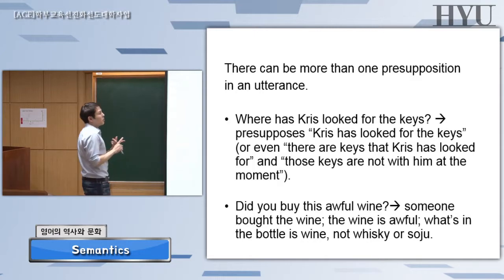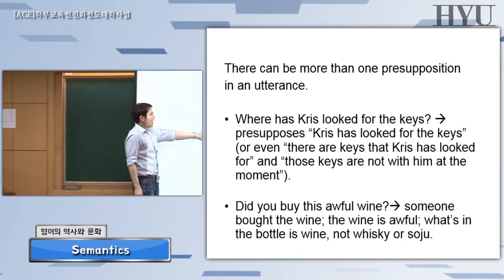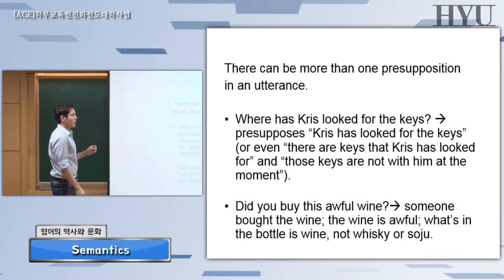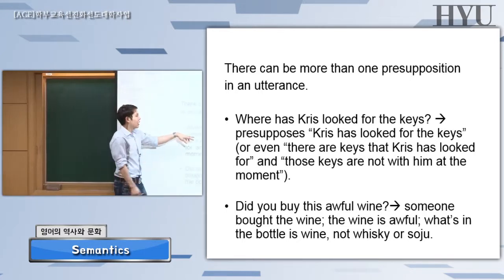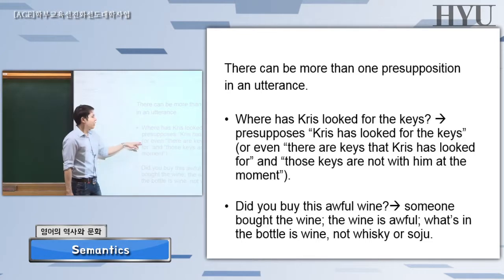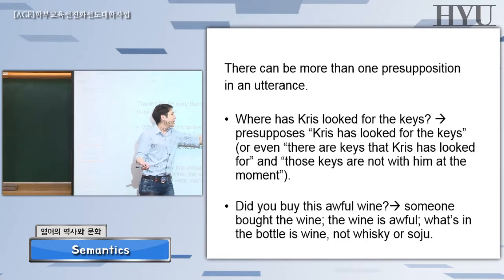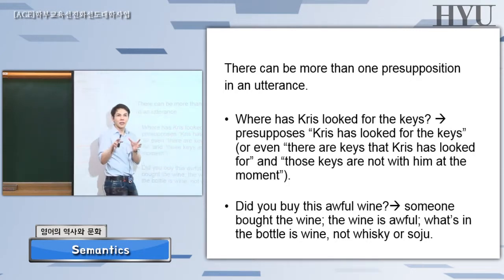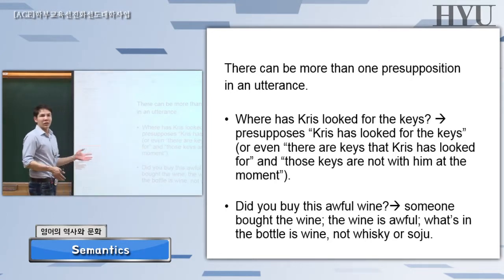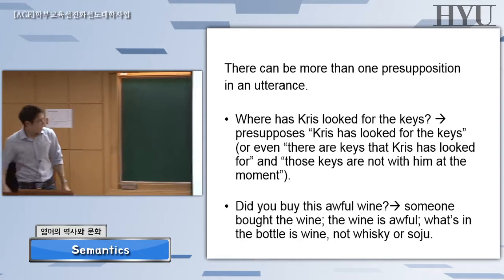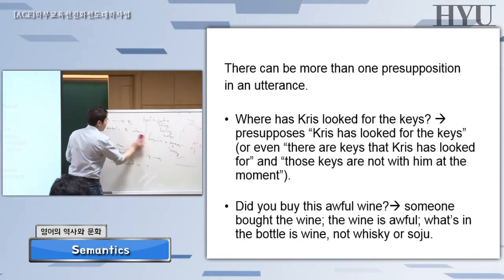And there could be more than one presupposition in an utterance. For example, where has Chris looked for the keys? That sentence presupposes many things. Chris has looked for the keys, or even there are keys that Chris has looked for. The keys means there must have been those keys, and those keys are not with him at the moment, and so on. So let's see, this is not in here, not on the PowerPoint.